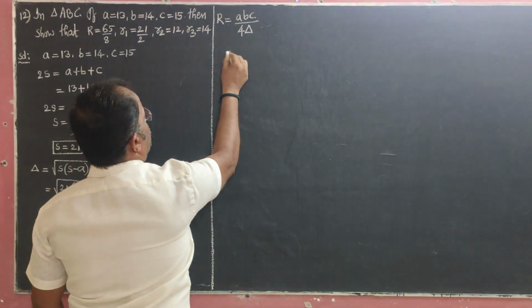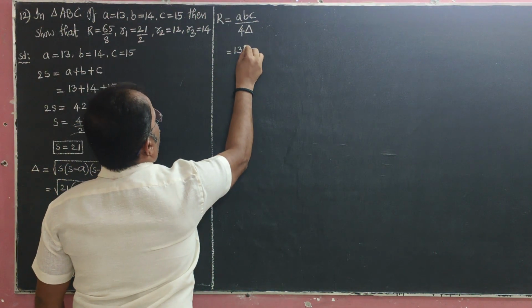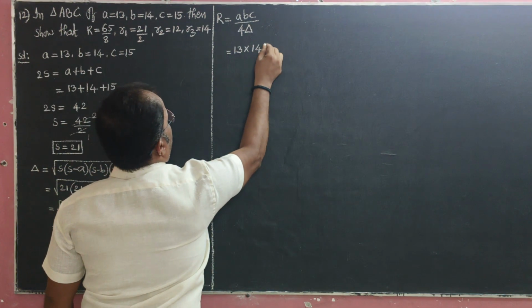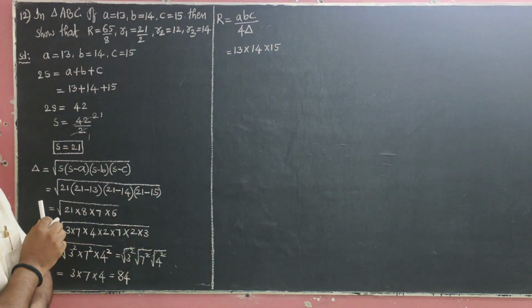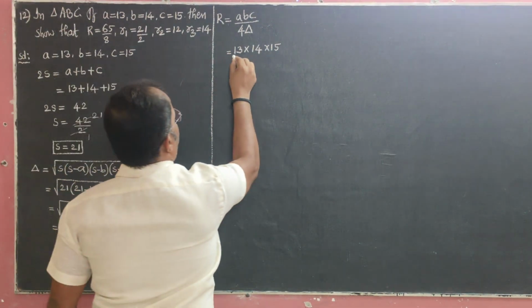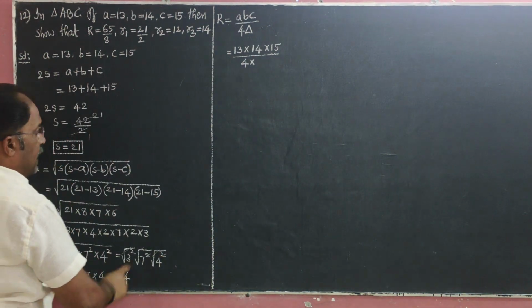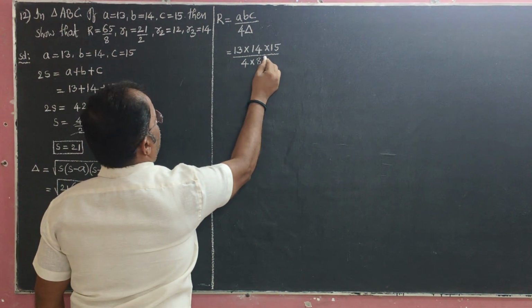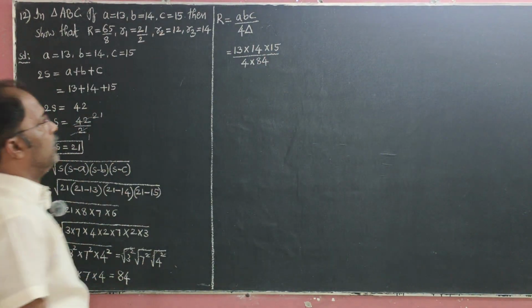Now substitute the values. What is A value? A value is given 13, B value is given 14, C value is given 15. Okay, just substitute the values A, B, C, and by 4 into delta. What is delta value? 84 is the delta value. Okay, 84 is the delta value, clear.